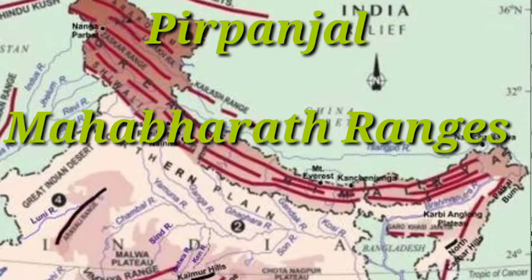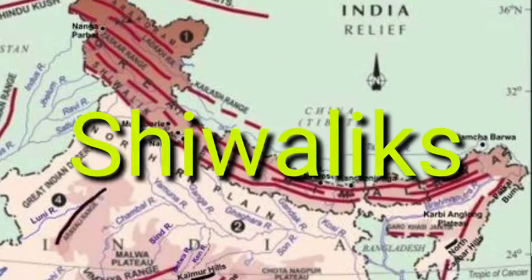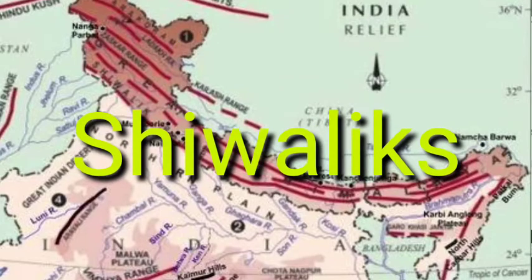Pirpanjal is located in Jammu and Kashmir. Mahabharat ranges are located in Nepal. So now Outer Himalayas. Southernmost ranges of Himalayas are called Shivaliks.